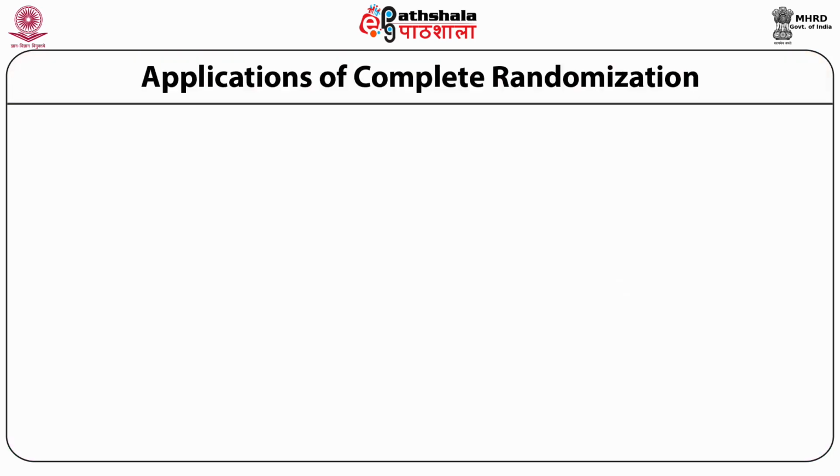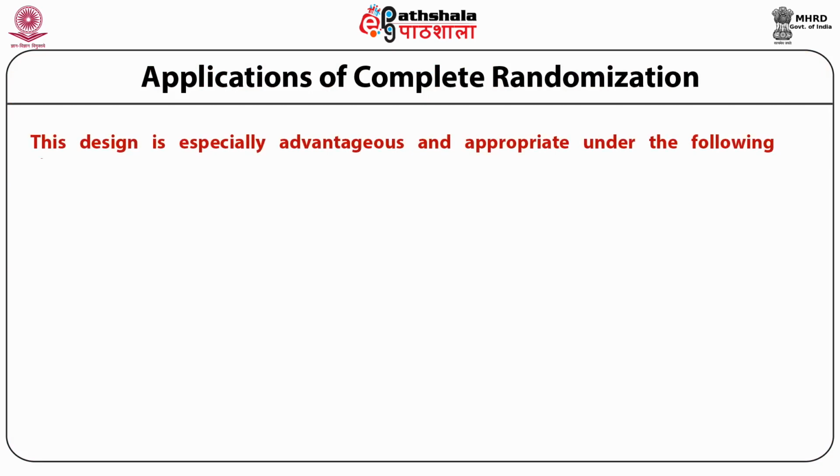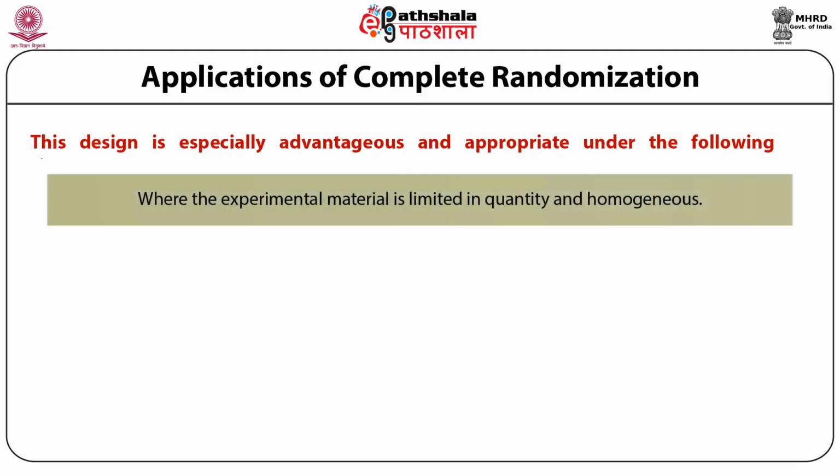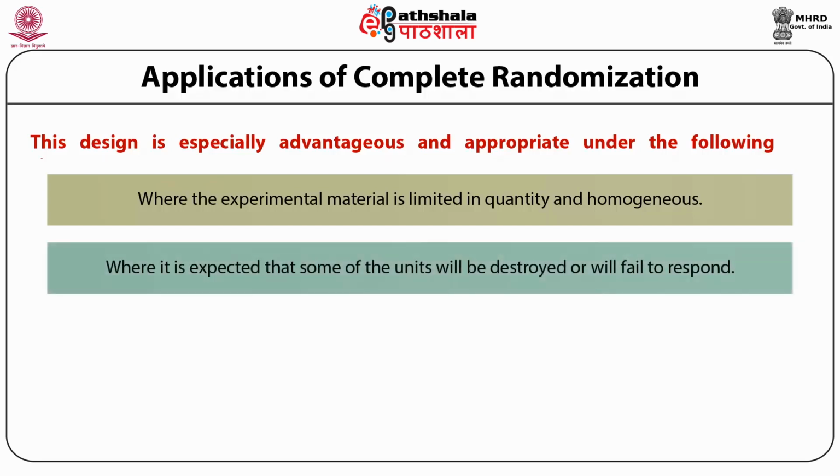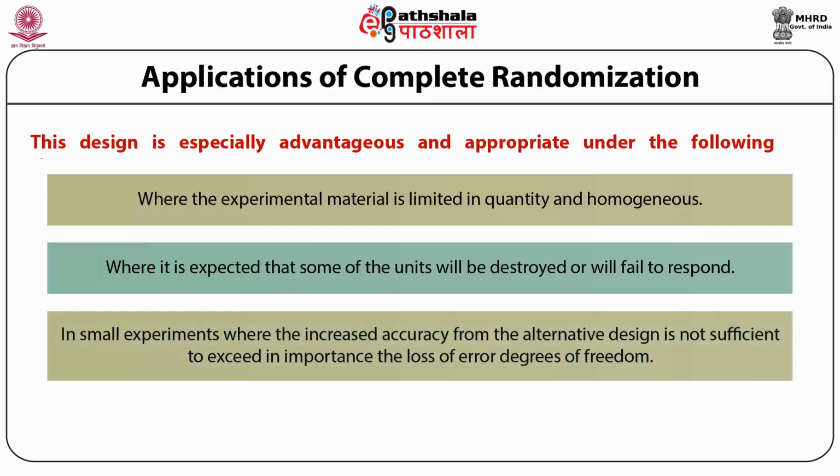What is the application of complete randomization? Where is it used? This design is especially advantageous and appropriate under the following circumstances. First, where the experimental material is limited in quantity and homogeneous. Second, where it is expected that some of the units will be destroyed or will fail to respond. Third, in small experiments where the increased accuracy from an alternative design is not sufficient to exceed in importance the loss of error degrees of freedom.